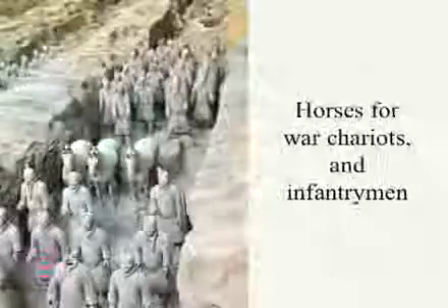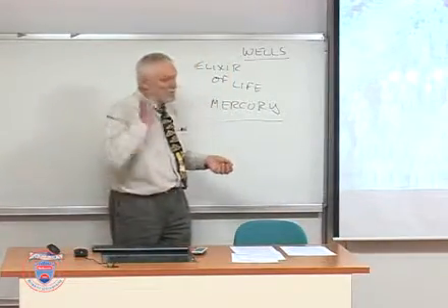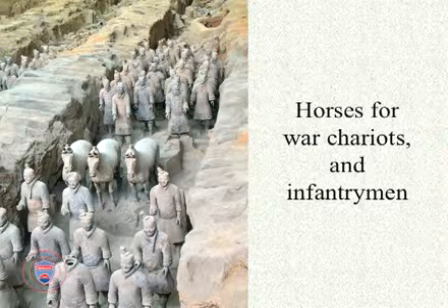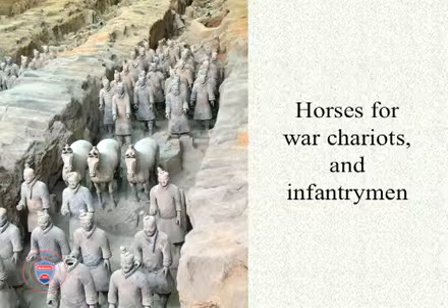Light infantry, these would be men who'd be armed with bows and arrows or throwing spears. The war chariots, made of wood. The wood, of course, is completely gone, but the chariot drivers are still standing ready to ride their one-horse chariots, and then the heavy infantry behind them.